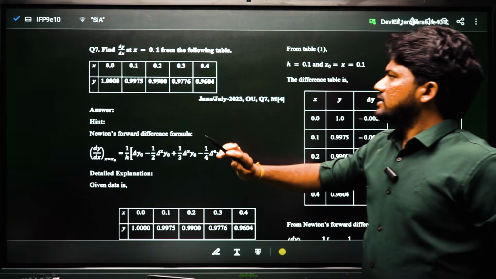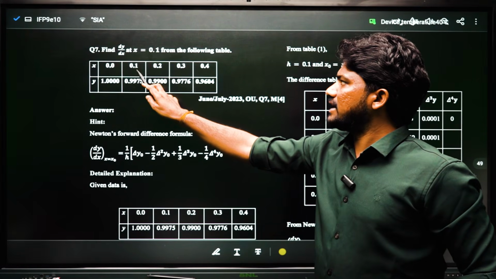x equal to 0.1, 0.1 is here, that then that becomes x naught.